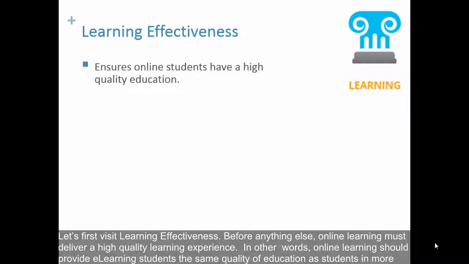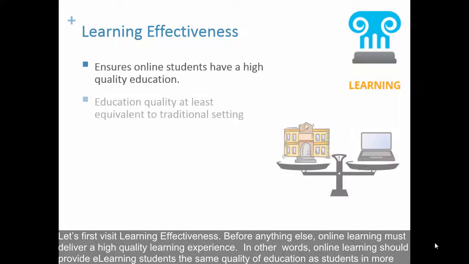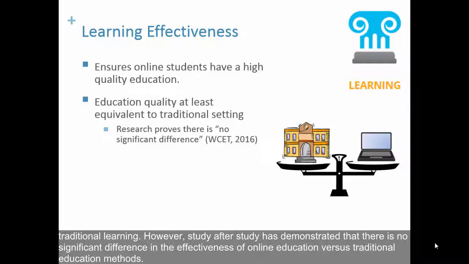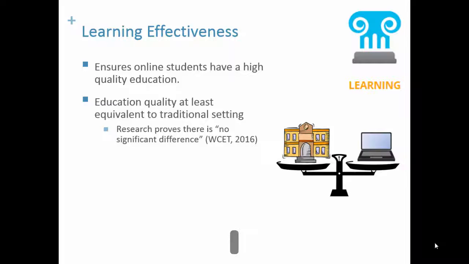Let's first visit learning effectiveness. Before anything else, online learning must deliver a high-quality learning experience. In other words, online learning should provide e-learning students the same quality of education as students in more traditional education settings. For many years, online learning has come under fire as not being as rigorous as traditional learning. However, study after study has demonstrated that there is no significant difference in the effectiveness of online learning versus traditional education methods.